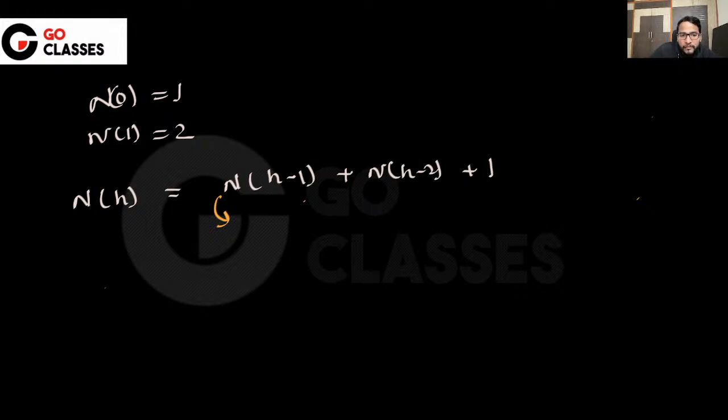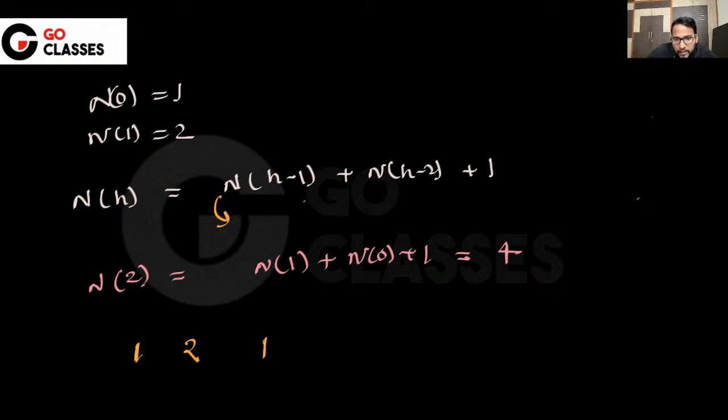Okay, but let's just do it for the sake of practice. What will N2 be? N2 means the minimum number of nodes for height 2. It will be N1 plus N0 plus 1, which is 1 plus 2, 3, plus 1, 4, right? It will be 4. So basically the series is something like this: N0 is 1, N1 is 2, and then N2 is 4. So this is the series that I'm getting.